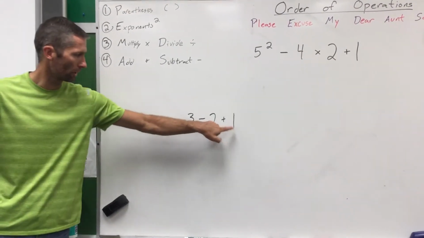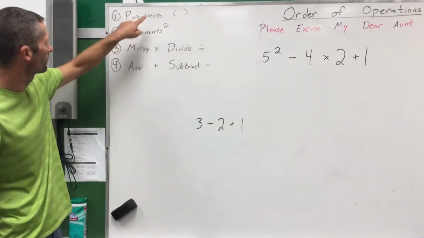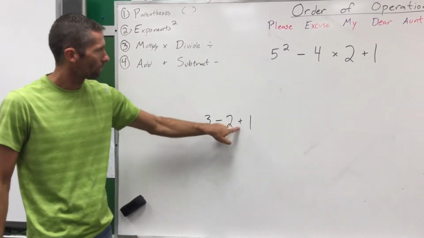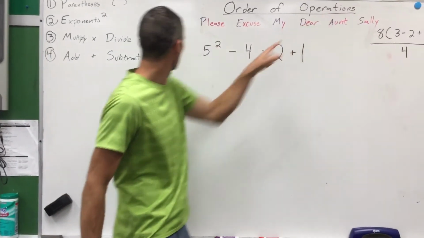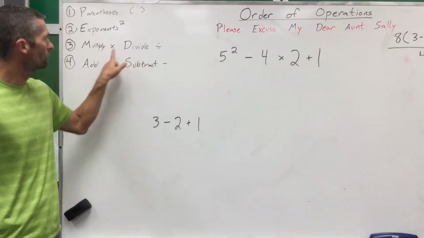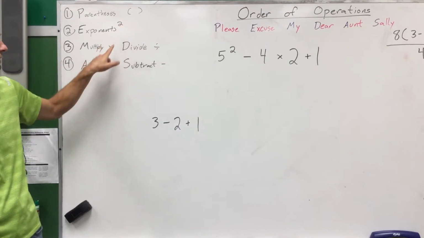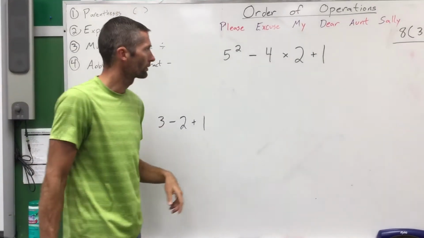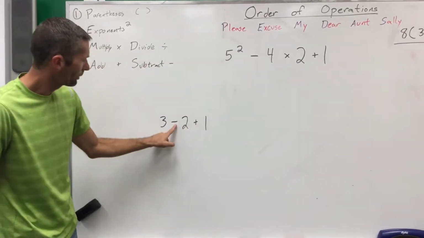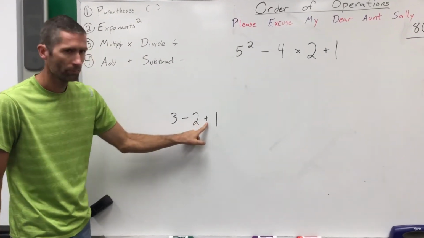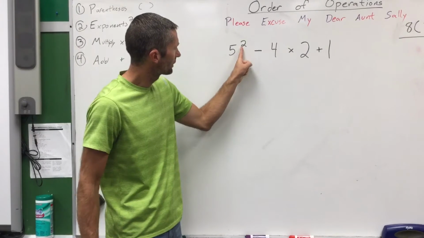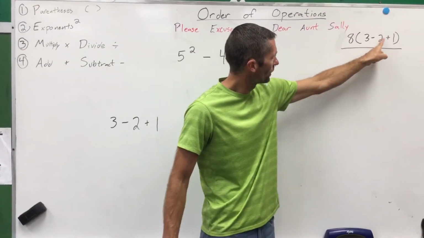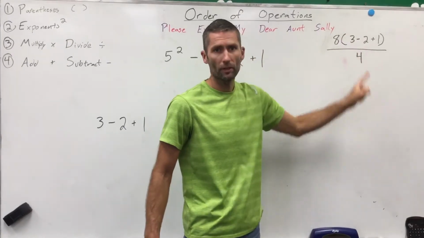3 minus 2 plus 1. First we look for parentheses. There are none. We look for exponents. By the way, order of operations. Operations, these are my operations. Add, subtract, multiply, divide. And exponents are really just multiplication. And then parentheses just tell you we do it first. So I can see in this problem there are 2 operations. Later when we get to this problem, I can see there are 1, 2, 3, 4 operations. Over here I can see 1, 2, 3, 4 operations.